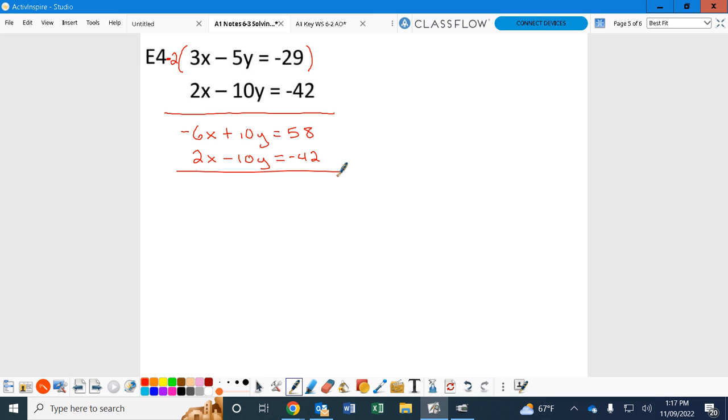Does one of your variables now cancel out? Yes. Cancel it. Your y's go away. Your x's combine to give you negative 4x equals what? 16. Yep. Divide both sides by negative 4, and x equals negative 4.